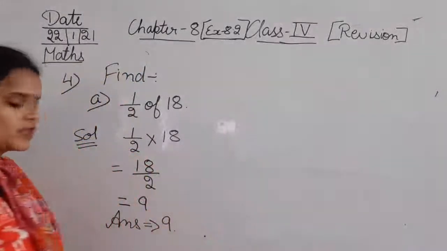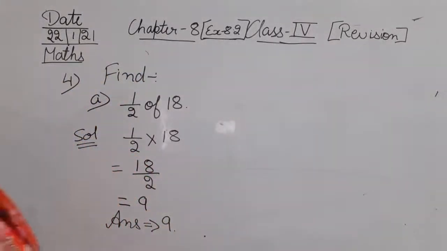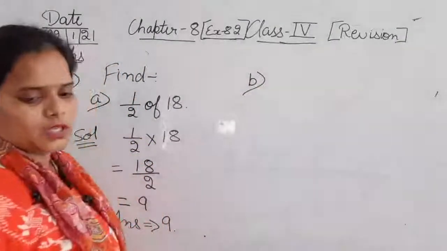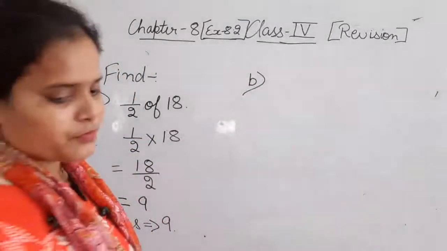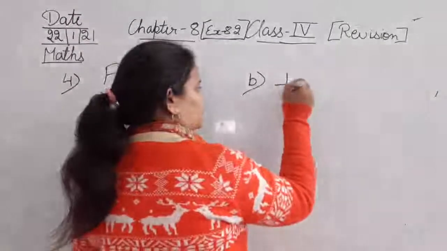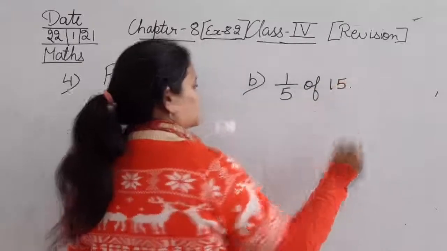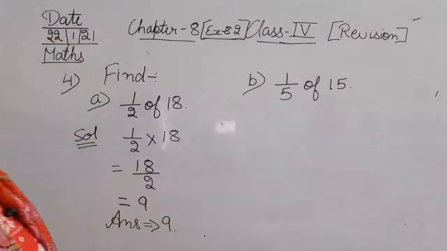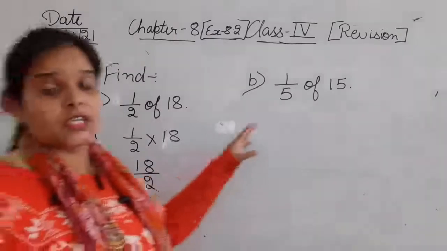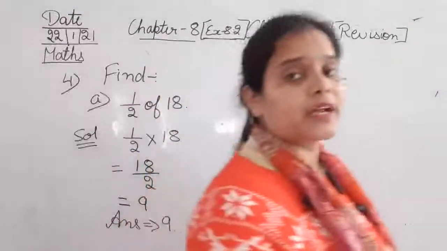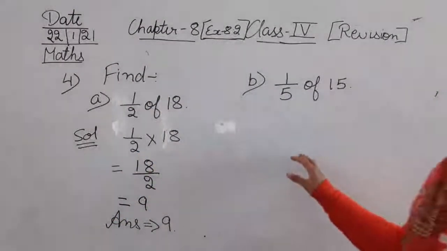Okay, moving to the B part. The B part is 1/5 of 15. Now we have to find the fraction 1/5 for 15. Okay, तो हमें 1/5 निकालना है, 15 का 1/5 निकालना है. By following this same method, we are going to find the 1/5 of 15.